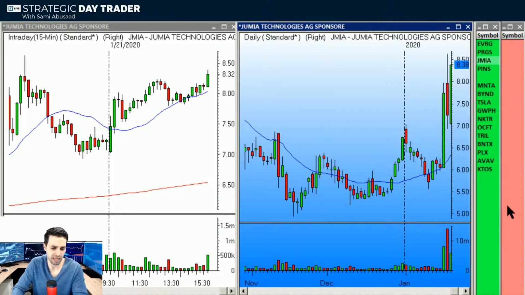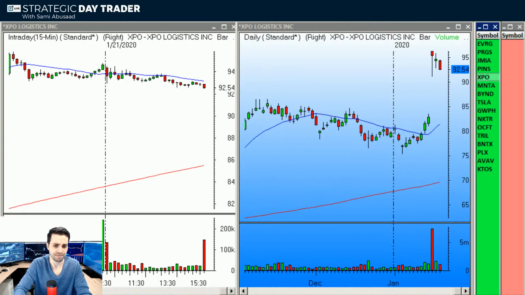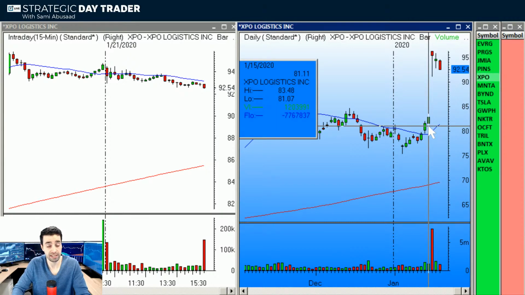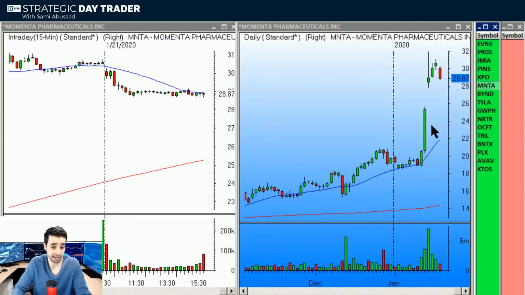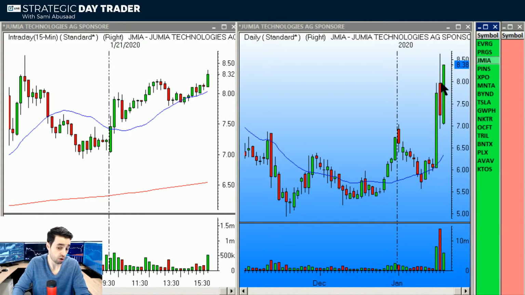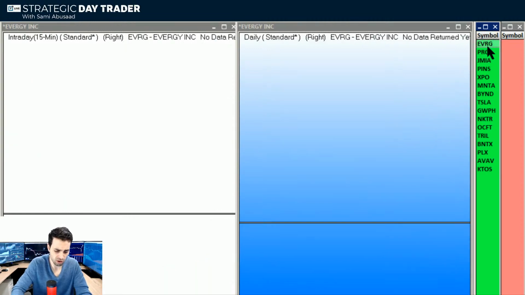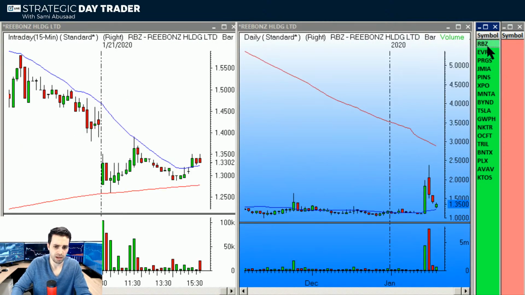Because sometimes even big gaps, I'll show you, like the XPO, we had it on the list, but I deleted it, I think. Here's a big gap. It didn't go anywhere. Did it have a big green bar the previous day? It didn't. Whereas MNTA did actually have a big green bar. The JMIA had a big green bar, small gap, it still worked. Does that make sense? RBZ, which I think I took off the list here, big green bar, it still worked even though it was a small gap down. So I probably would prefer a big green bar as opposed to a big gap today.